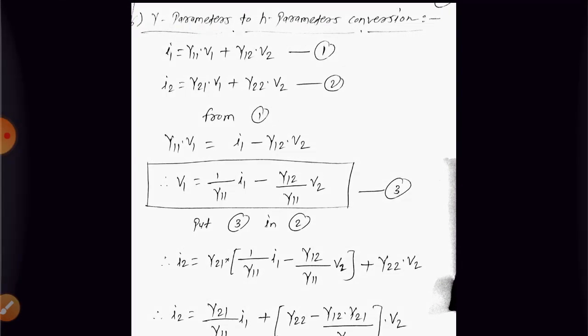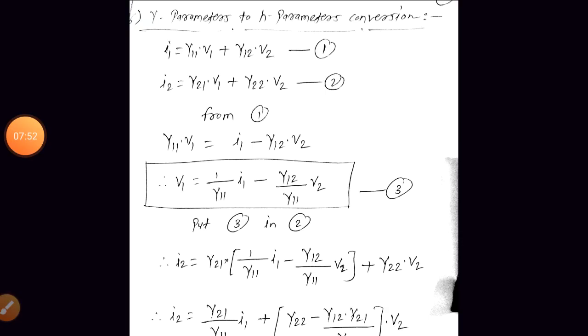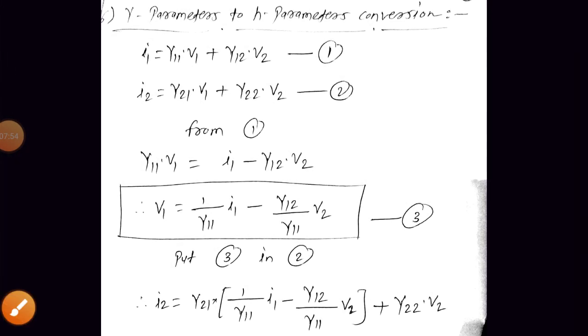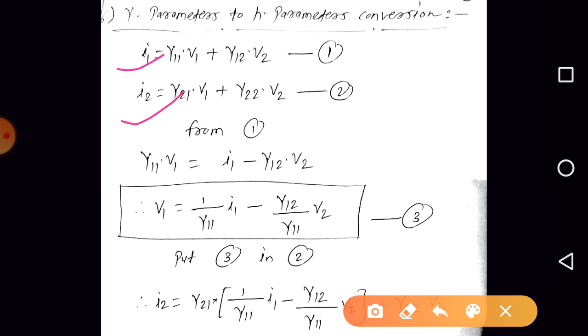Next, Y parameter to H parameter conversion, right? So write the Y parameter characteristic equations, that is i1 and i2 in terms of v1 and v2. Our task is to find the H parameter. H parameter gives the expression for v1 and i2 in terms of i1 and v2, right? So from equation 1, can we get the expression for v1 in terms of i1 and v2? Yes.